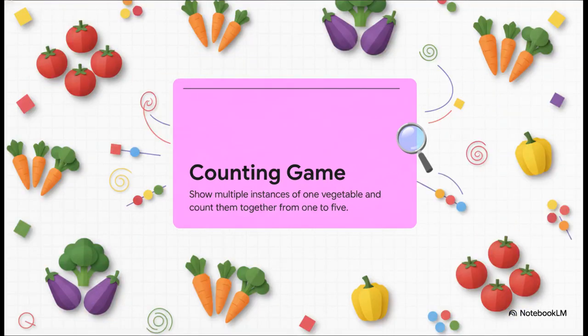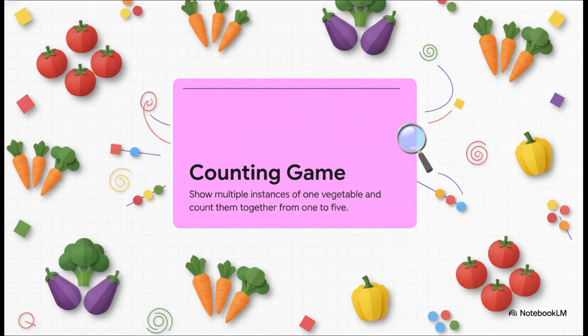Then we have the counting game. This one brilliantly shifts the educational focus from qualitative traits like color and shape over to basic numeracy, showing multiple instances, like 5 carrots, and counting them out loud from 1 to 5. It makes sure different areas of the developing brain are being stimulated, fulfilling the mandate to keep the mental rhythm super dynamic.